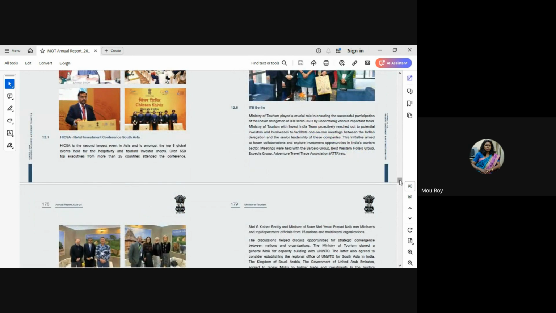And yes, like I told you yesterday, the Ministry of Tourism also played a very important role in the participation of Indian delegations and Indian tourism road shows at Berlin. It was also in the year 2023. International chains of hotels, travel agents, and adventure travel trade associations participated in this forum.